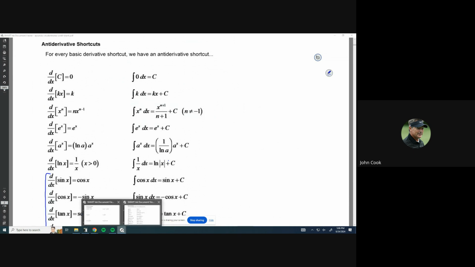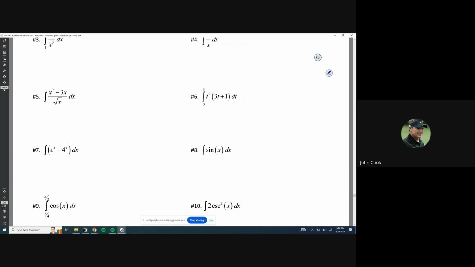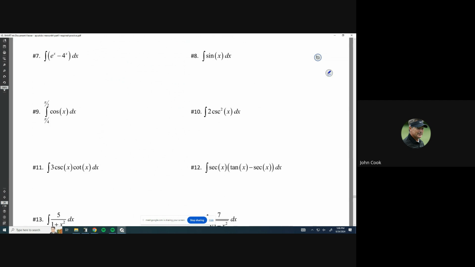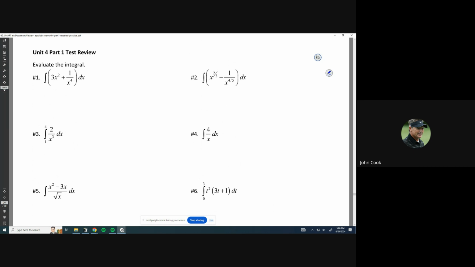Okay, so now moving on to the problems. So now that you have all that memorized, it's really easy. Use power rule a lot in these problems and just in general. So I think I'll just go through this first page kind of quick. And if you want, you can reference back with that shortcut list if you need to.